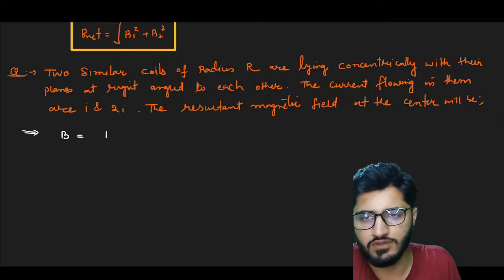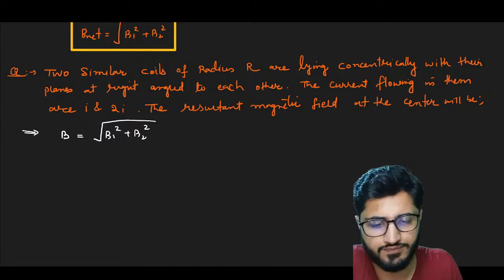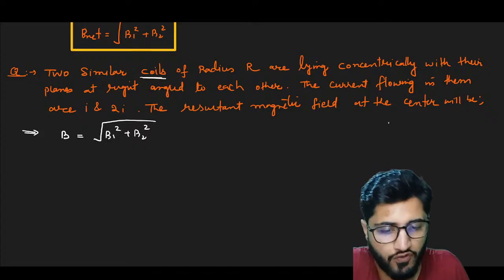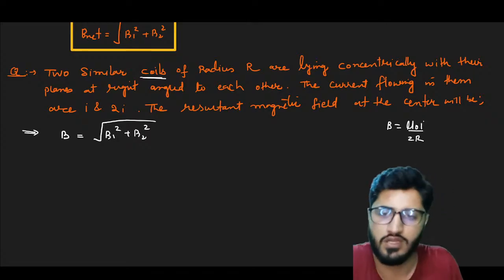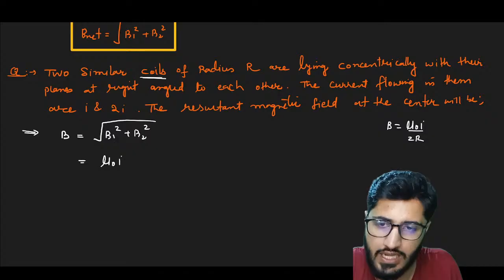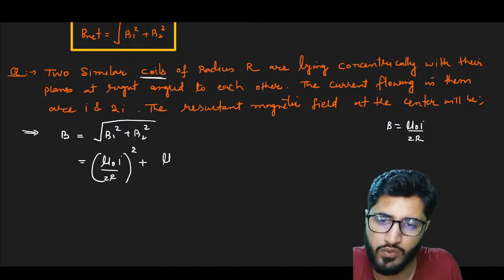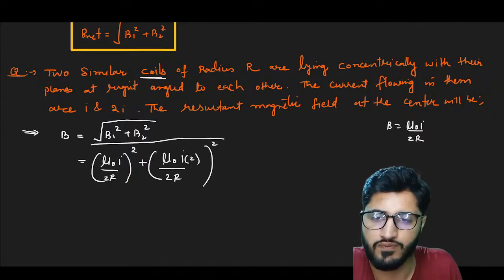B equals the square root of B1 square plus B2 square. What are B1 and B2? These are coils, and coils means circles. So for a circle, it would be mu naught I divided by 2R. So B1 would be mu naught I divided by 2R, whole square. B2 is mu naught I divided by 2R, but we have 2I, so I2 is 2I. Then we have 2R, whole square. Then root.